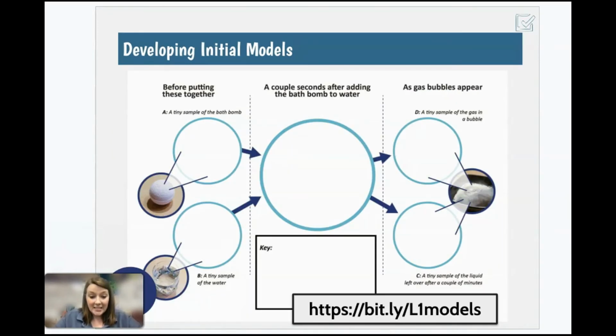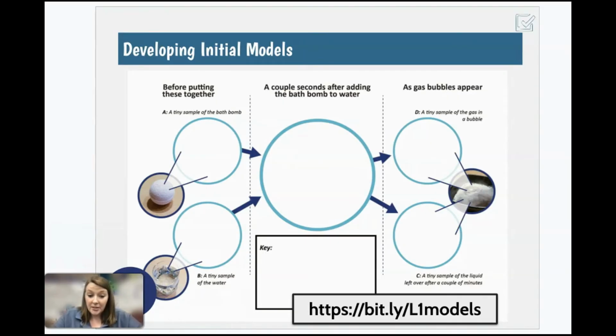So the next thing that we're going to do is take that diagram that we sketched and work on a model that gets at what's happening on a smaller scale. These blue bubbles here we call zoom-ins, and they're trying to show, beyond what we can see with our eye, what is going on. So the letters on here correspond to the letters that you just put on your diagram. A is the tiny sample of the solid bath bomb, B is the tiny sample of the water, D is a tiny sample of the gas in a bubble, and C is a tiny sample of the liquid left over after a couple minutes.